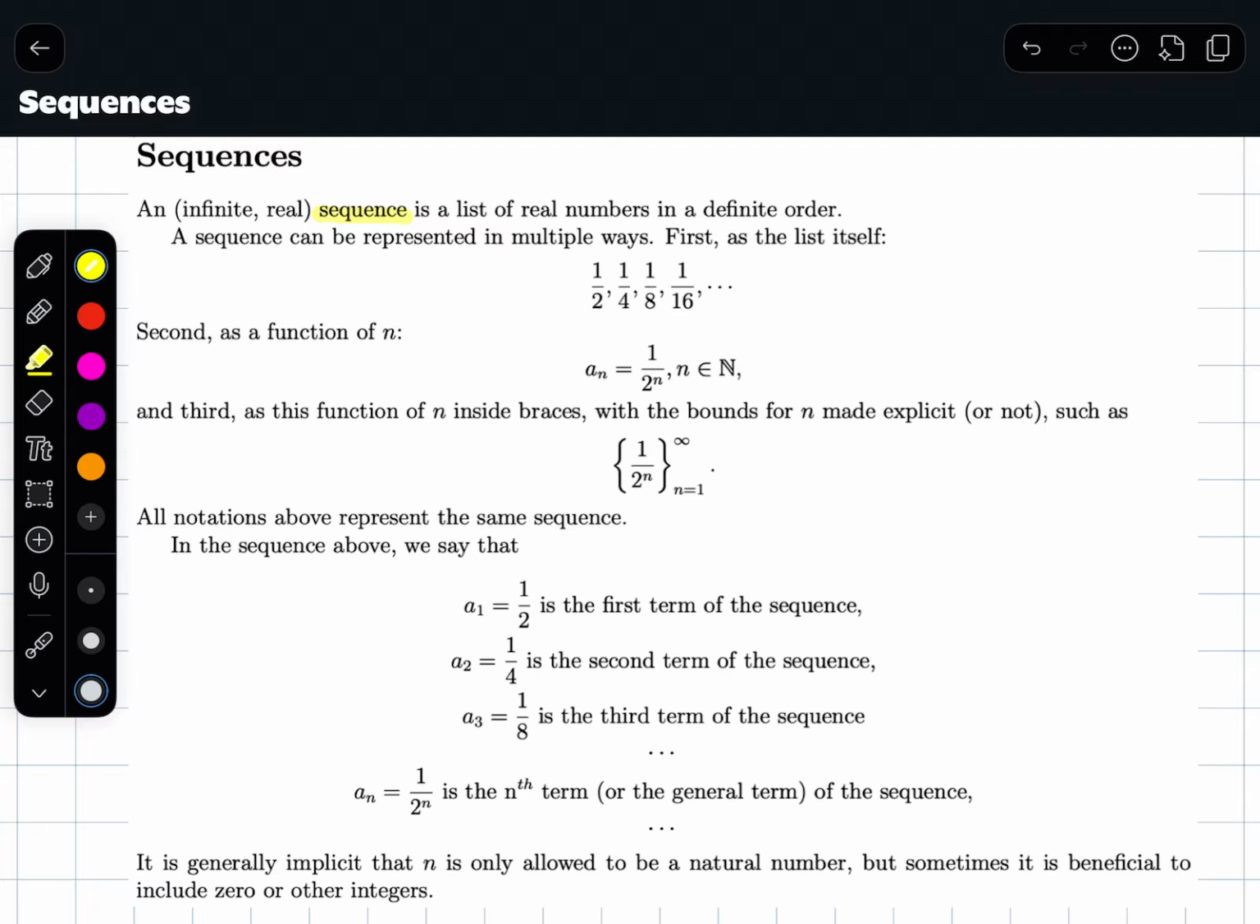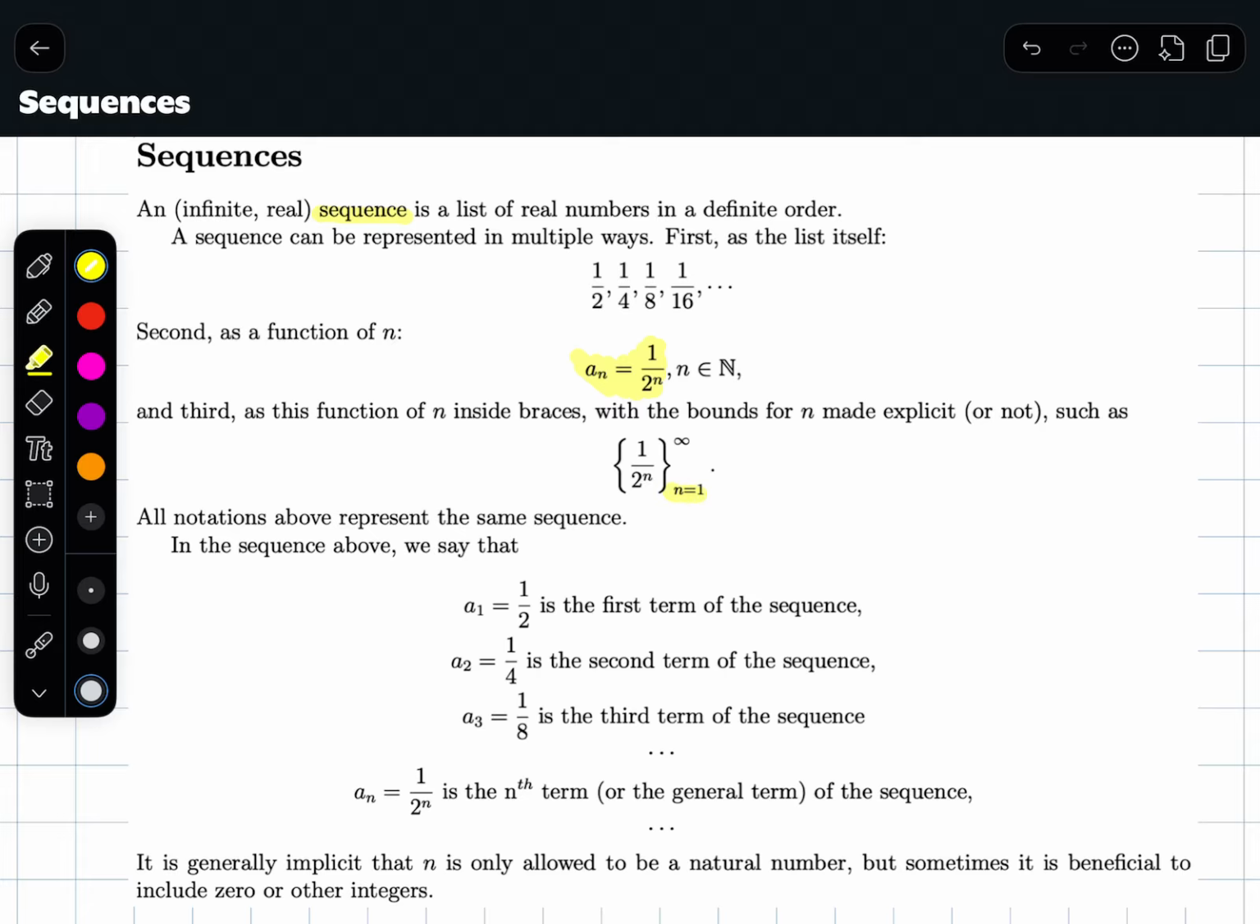Another way to identify a sequence is to simply write a function that the sequence follows, or that the sequence obeys, a function of n. And here n is always going to be a natural number for you to be able to list your sequence as this guy being the first term, a1, this being the second term, a2, and so on. But sometimes it's kind of beneficial to start with a0, or maybe a-2, a-1, a0, a1, a2, a3, and so on. So you just always have to pay attention.